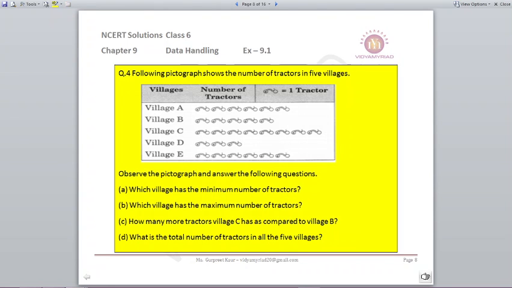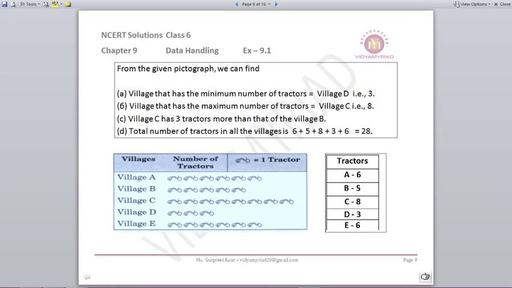Question number 4. The following pictograph shows the number of tractors in 5 villages. Now tractor is given to us. Each symbol of this is representing one tractor. Based on this we will find out the answers. First let us find out the number of tractors.